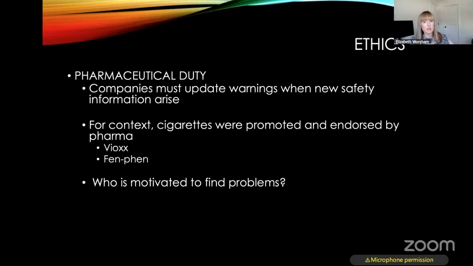Also, who is motivated to find problems? Like it or not, the pharmaceutical industry likes to make money, and perhaps they're not motivated to find what doesn't work in the drug that could cause them a loss of capital or investment in developing a drug.